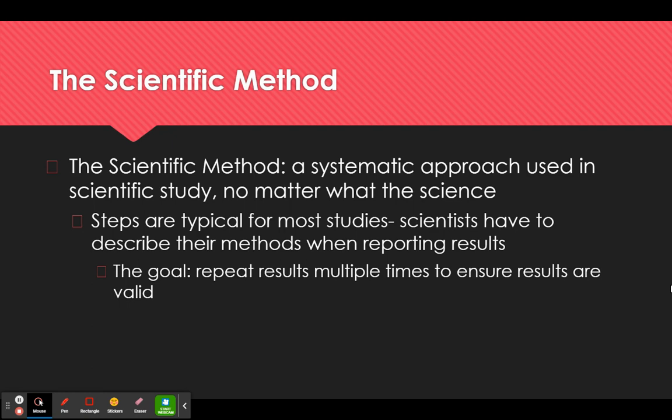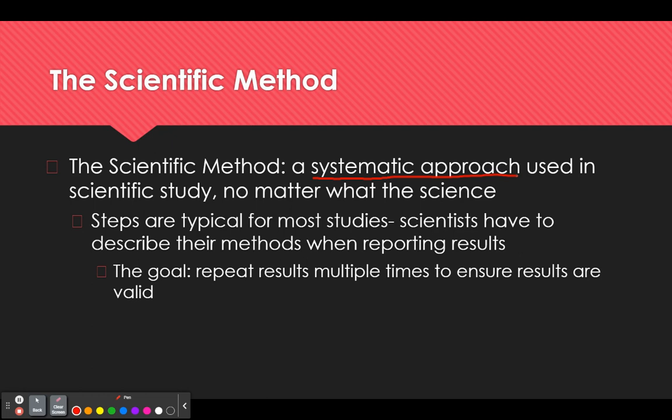So the scientific method itself is what we call systematic. That means we're following the same approach every time we're going forward and trying to test something about a particular question we have. So no matter what the science is, I'm following this systematic approach every single time. The steps are the same steps that we would follow anytime we do an experiment.